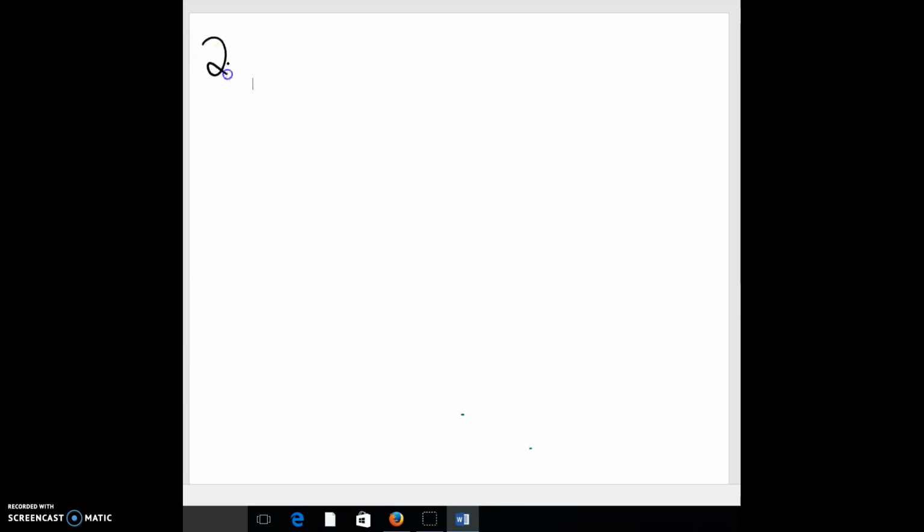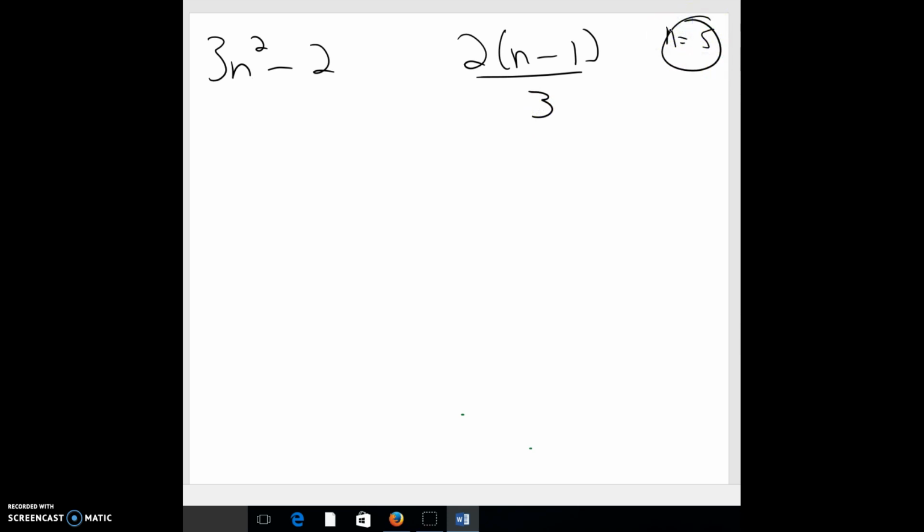They want you to take that formula, this one. Oops, that's a 3. Now let's just erase it. So you have 3n squared minus 2. Go ahead and sub 5 in and do order of operations, and then do the same thing to the second one. So go ahead and sub in n equals 5 to both of these and see what kind of answers you get. Pause it, and then come back.